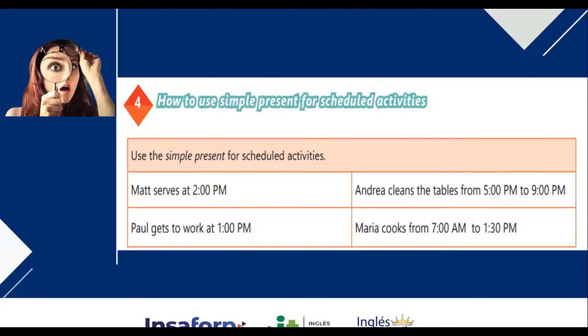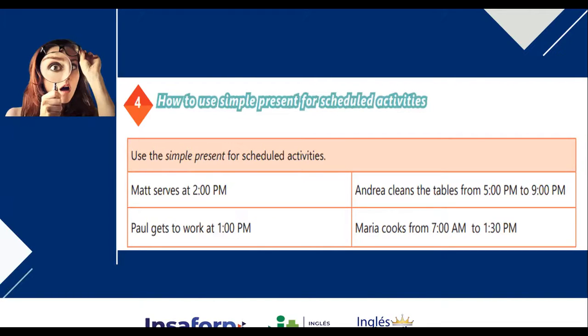Okay, today we are going to study how to use the simple present for schedule activities. As you can see there, we are going to use the simple present for this kind of activity. For example, Matt serves at 2 p.m. Paul gets to work at 1 p.m. Andrea cleans the tables from 5 p.m. to 9 p.m. And Maria cooks from 7 a.m. to 1:30 p.m.